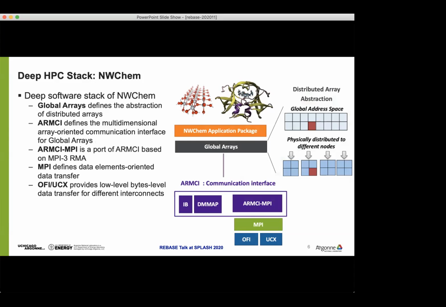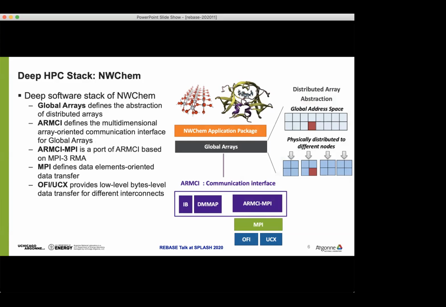And then the global array runtime system will internally distribute such a big array into different computing nodes physically. So that's a major role of the global arrays. And so ARMCI-MPI defines the communication interface for global arrays, because as we see, the array is distributed across different nodes. We definitely need to move data between nodes. So the ARMCI layer will provide such capability.